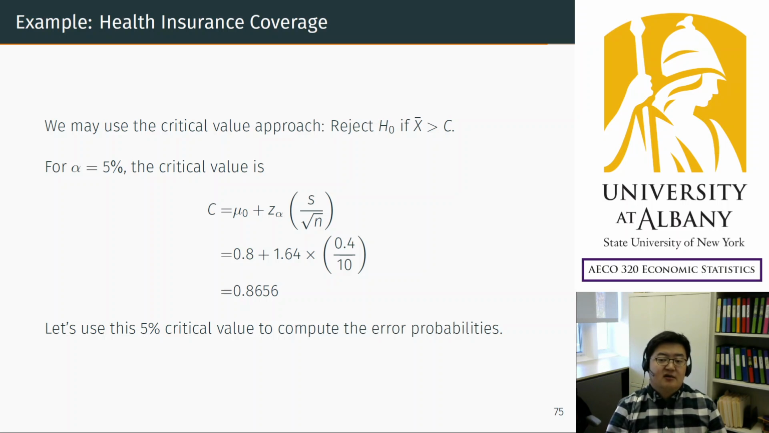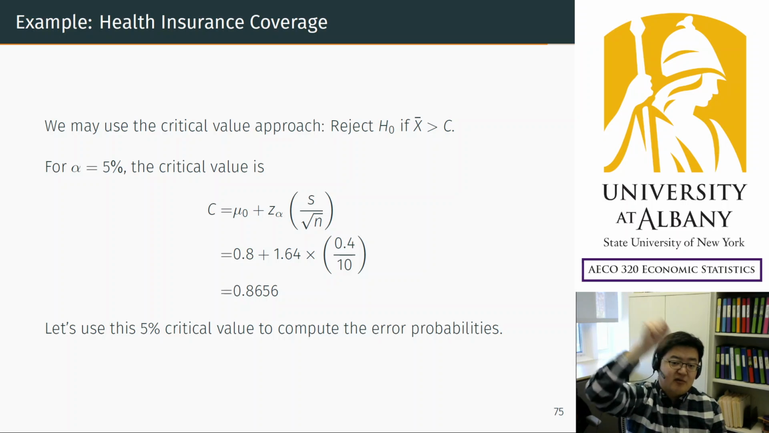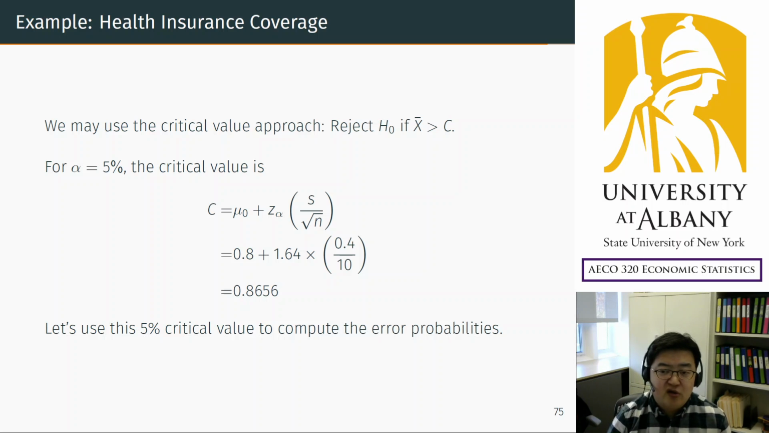That is quite a huge margin of error. And in this case, again, you cannot reject the null hypothesis because your critical value is higher than what you observe. So your observation is not greater than the critical value, so you don't reject the null hypothesis.